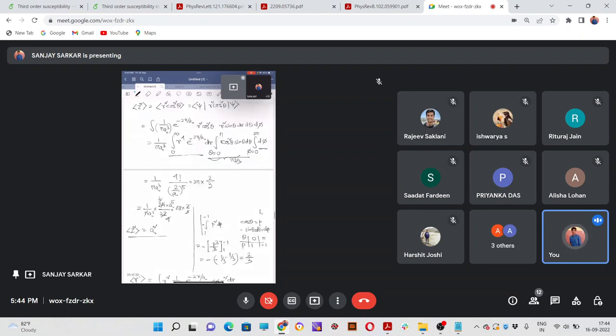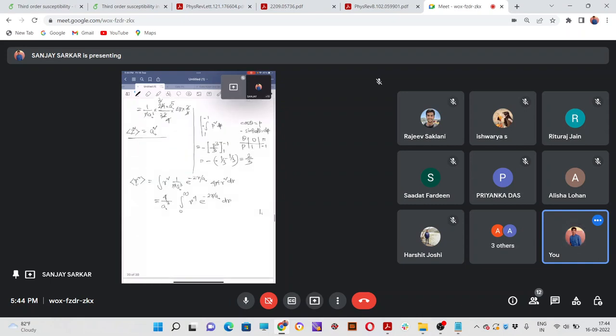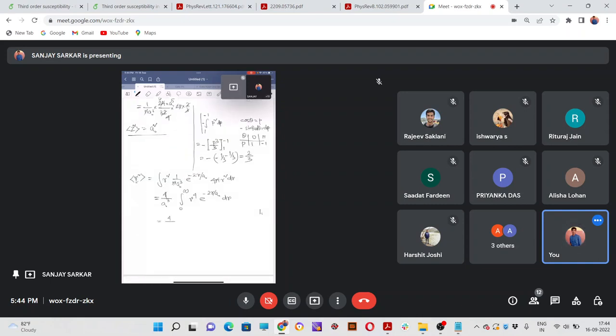So again we will use this property, and we will get 4 by a naught cube into factorial 4 divided by 2 by a naught to the power 5. So this is 4 into 24 by a naught cube into 32, 2 to the power 5, and a naught to the power 5. So 4 and 4 cancel out, we get 3 a naught square.